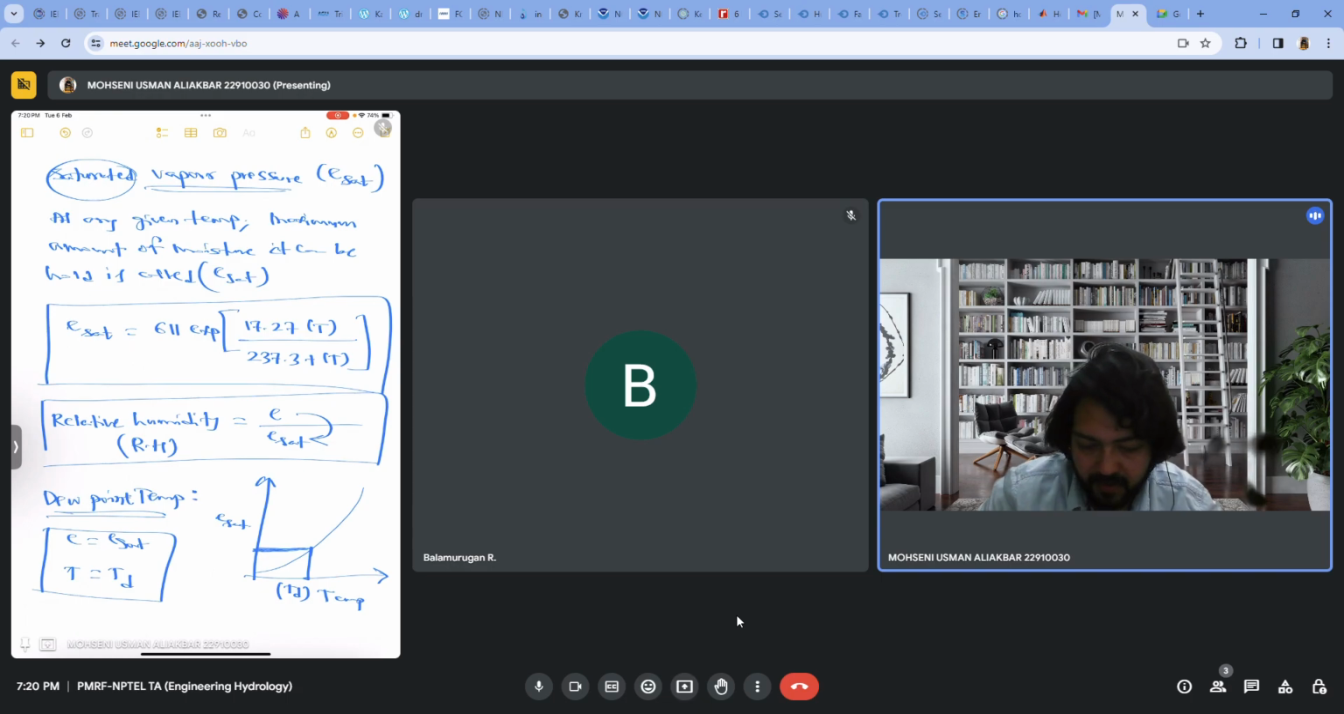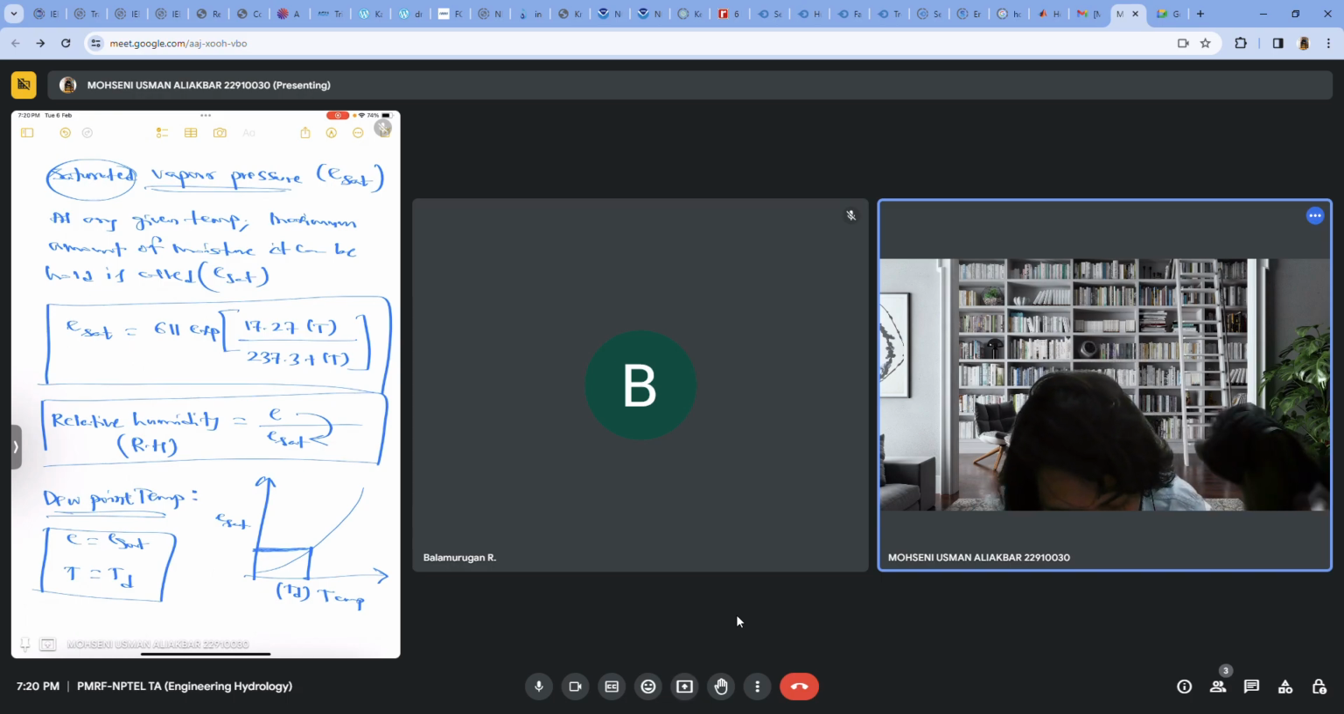So these were the 5 definitions that we wanted to cover in the first session. We studied what atmospheric water is and how atmospheric circulation takes place. Then we talked about Reynolds transport theorem for specific humidity. We covered the definition of vapor pressure, saturated vapor pressure, relative humidity and dew point temperature.